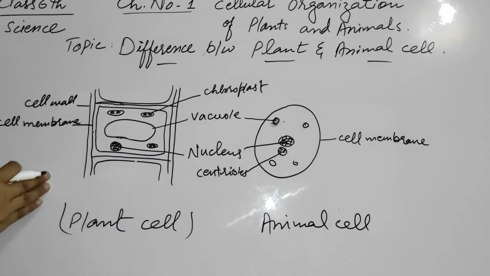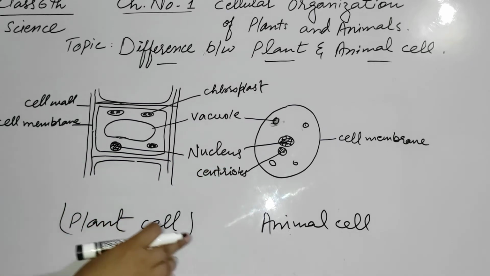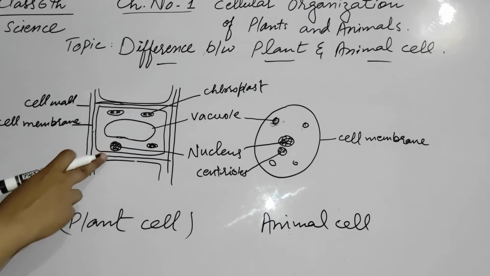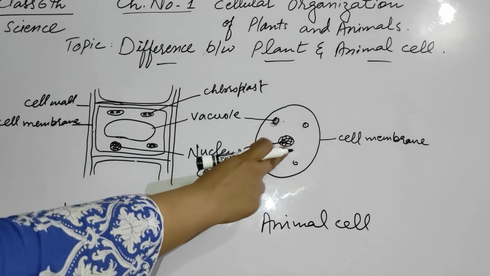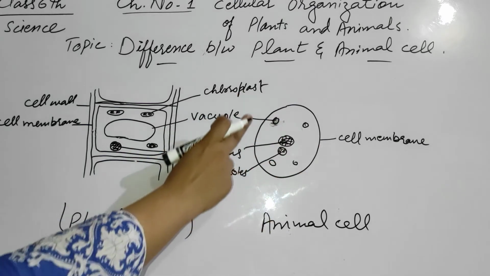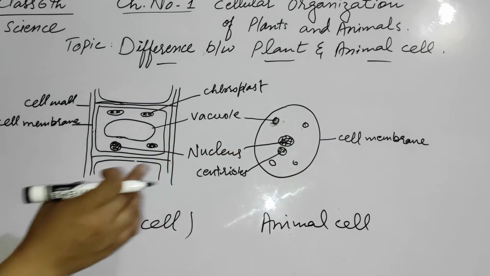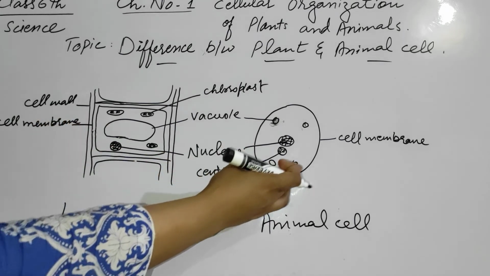Now, I describe this again. The cell wall is present as the outermost layer in the plant cell, but no cell wall is present in the animal cell. The nucleus lies near the side of the cell wall because of a large vacuole. In the animal cell the nucleus lies in the center because the vacuoles are small in size and large in number.